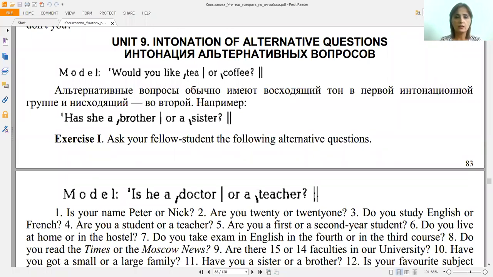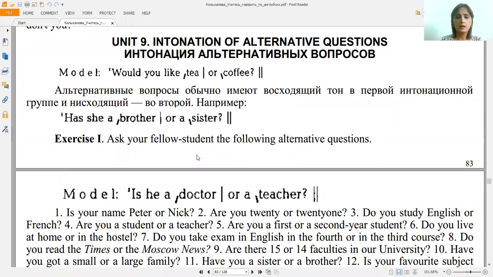So pay attention, here in your book the rule of the intonation pattern in an alternative question is given in the Russian language, yeah? For example, an alternative question usually has a rising tone in the first intonation group and a falling tone in the second. I have already explained in English that the first part of an alternative question is pronounced with the low rising nuclear tone and the second part with the low falling intonation group. For example, has she a brother or a sister? Has she a brother or a sister?